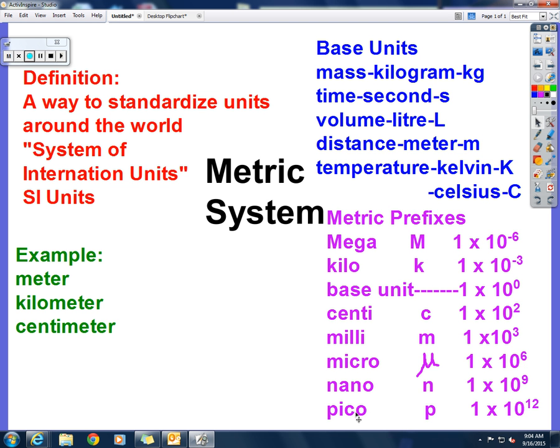I think of pico, a P kind of looks like a 9, a backwards 9, and so it doesn't go with it. So that's kind of the way I remember it, is that a P looks like a 9, so it doesn't go with it. It's kind of backwards to what you would think.